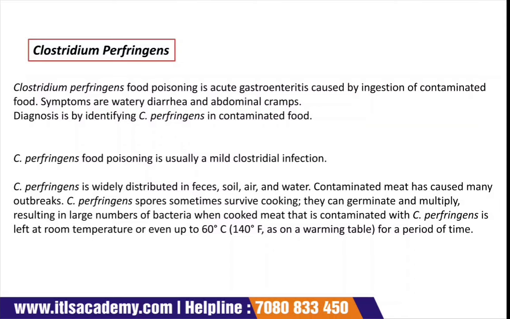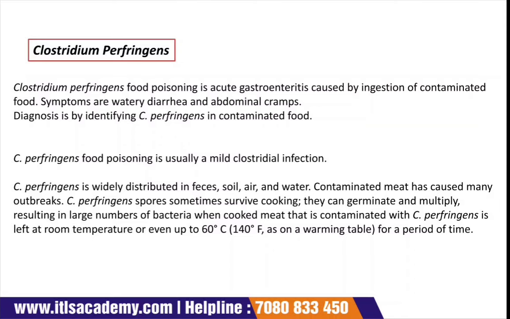Diagnosis is by identifying the Clostridium perfringens in contaminated food, and it is usually caused by a mild clostridial infection. This Clostridium perfringens is widely distributed in feces, soil, air and water. Everywhere these microorganisms are present, so they can easily contaminate meat, and if contaminated meat is consumed by humans, it leads to many outbreaks.